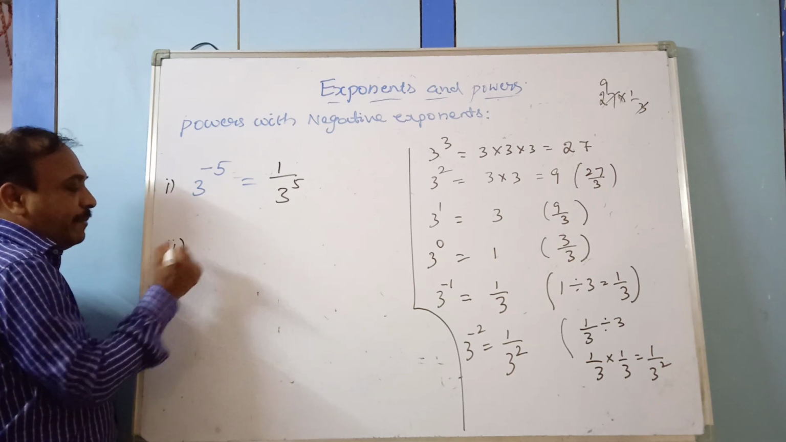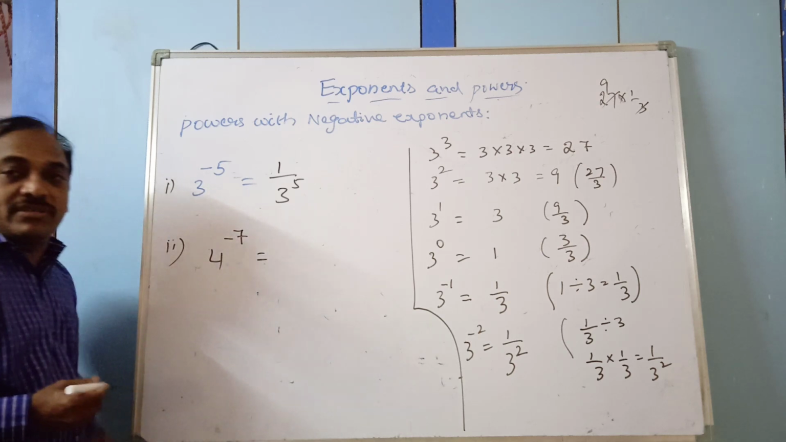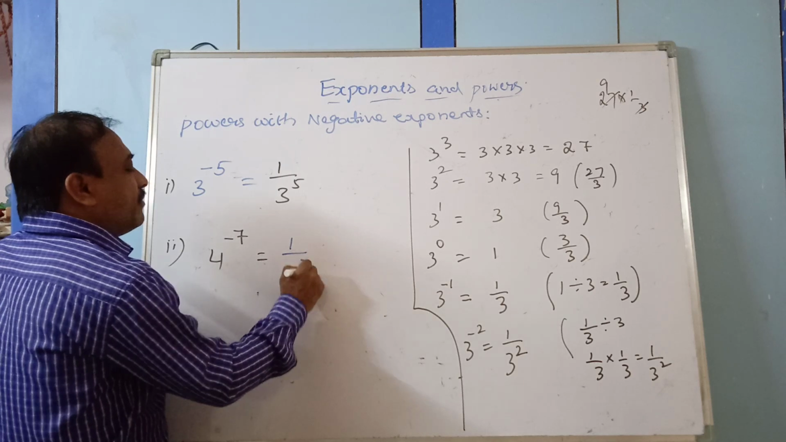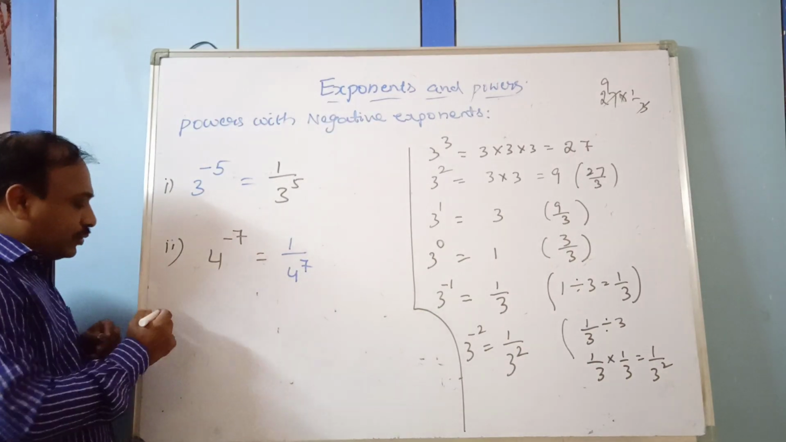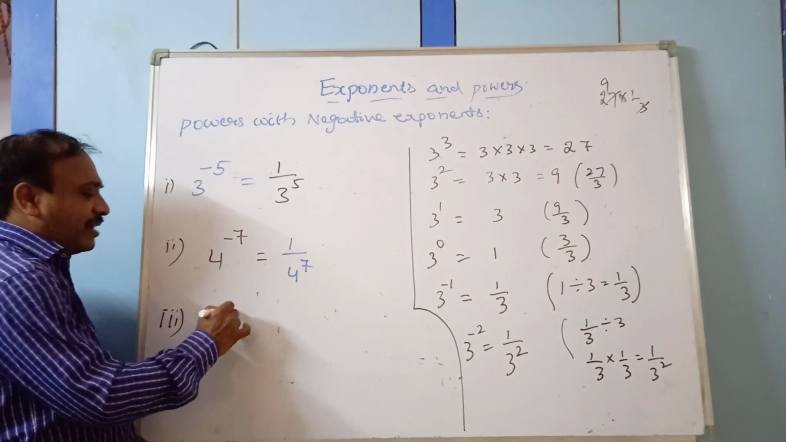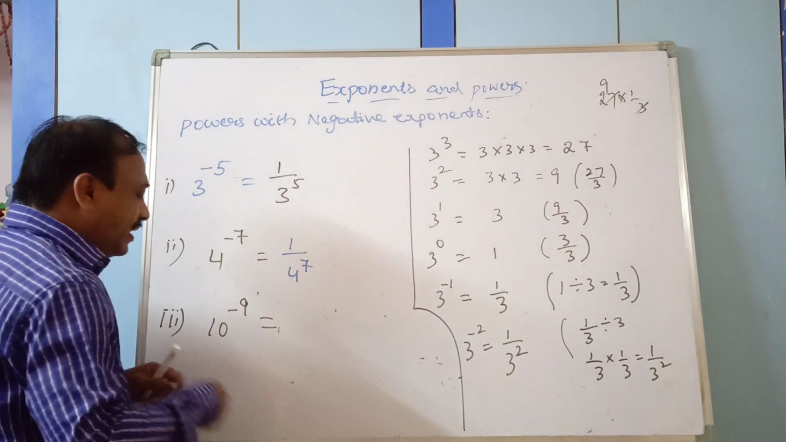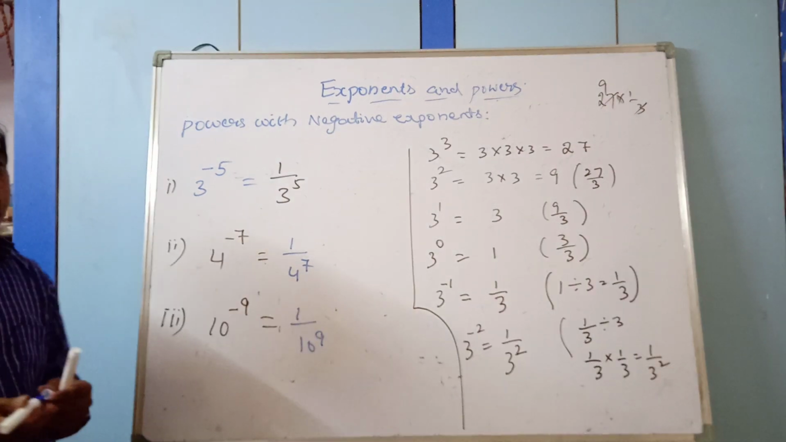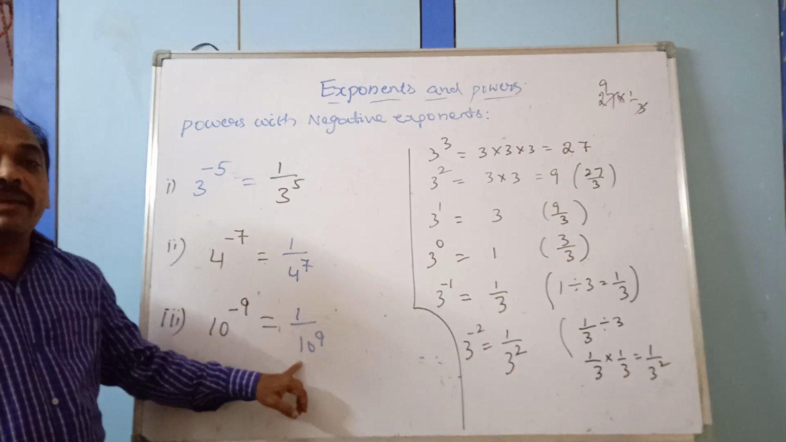Next, the second one, you see 4 to the power minus 7. Who is ready to say? Yes, correct. What is the answer? 1 by 4 to the power 7. Now the third one, 10 to the power minus 9. Who can say the answer? Yes, tell me. 1 by 10 to the power 9. This is how we express the negative powers. 1 by. This became positive.